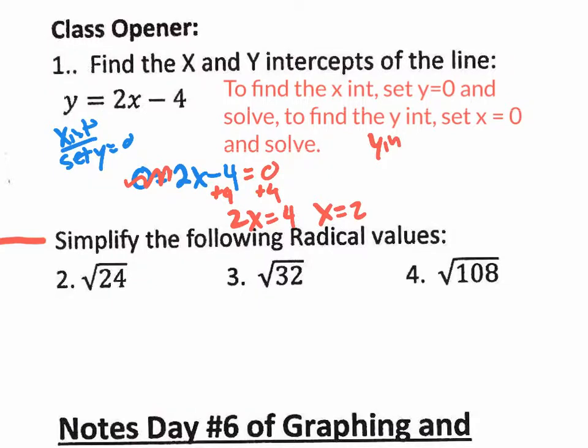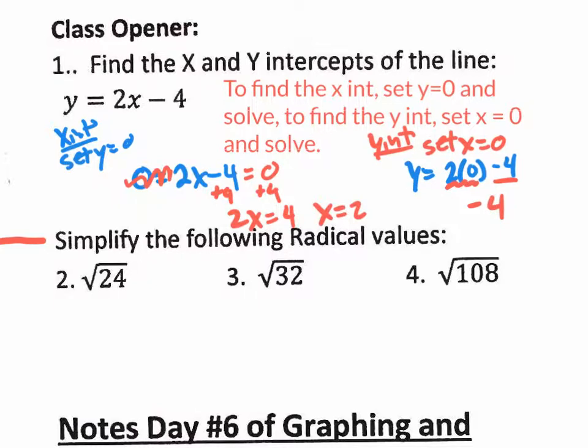To find the y-intercept, you set x equal to 0. So instead of saying y equals 2x minus 4, you would say y equals 2 times 0 minus 4. So let's write that down. Y equals 2 times 0 minus 4. So the answer there would be 2 times 0 is 0, and 0 minus 4 is negative 4. So the y-intercept would be at negative 4.